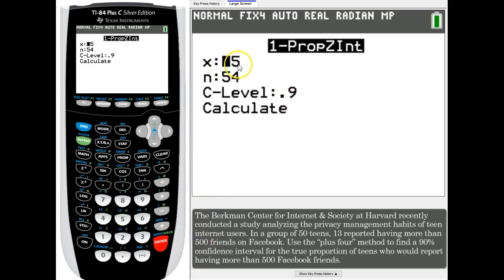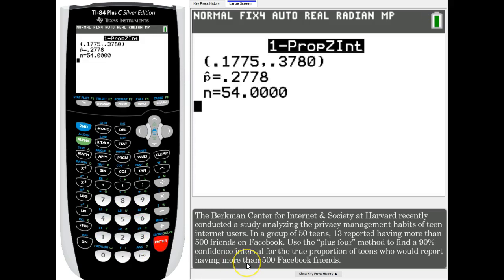Now it wants my X value, 15, my N value of 54, and make sure you have your right confidence level of 0.90, and hit calculate. That's it. Yes, it is very quick. It is very easy. When you're using the TI-84 Plus, it does all the background math for you.